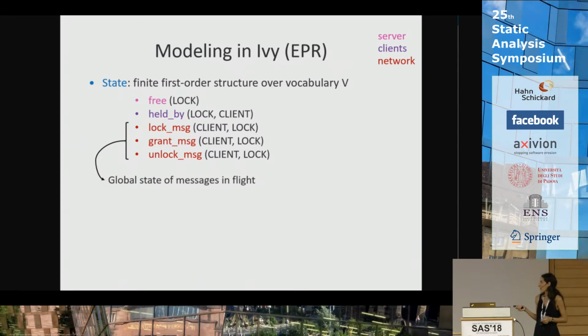Okay, so this is the vocabulary that we are going to use, and now a state of the protocol is just a first order structure that defines some set of locks, some set of clients, and defines some interpretation for all these relations, telling us which lock is free, which lock is held by which client, and so on.